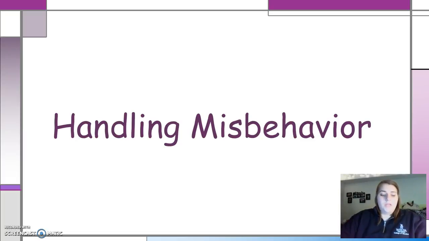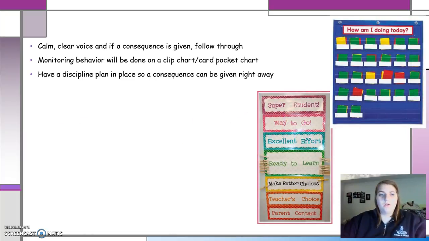So next I'm going to go into how I plan on handling misbehavior in my classroom. I plan on monitoring behavior on a clip chart or some sort of pocket chart. I think this is a really good visual way for the students to be able to track how they're doing throughout the day. I plan also on having a discipline plan in place so that a consequence can be given right away. So having consequences for a certain behavior or choice that they make.